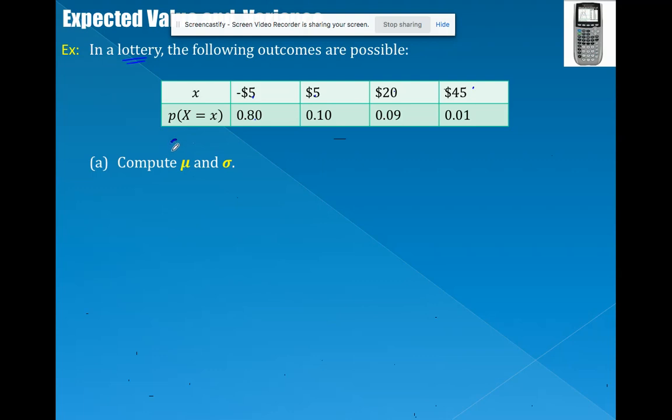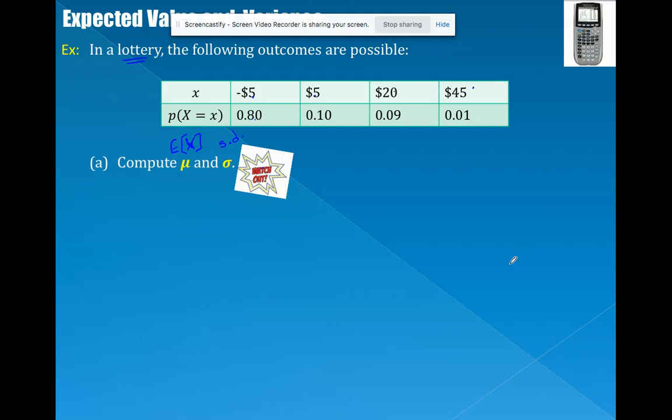Compute mu, which is the expected value, and sigma, or lowercase sigma. I know it looks like an R. Watch out. Is that the variance? No. That is the standard deviation. Watch out. Now, you're allowed to do this on your calculator. No one said not to.